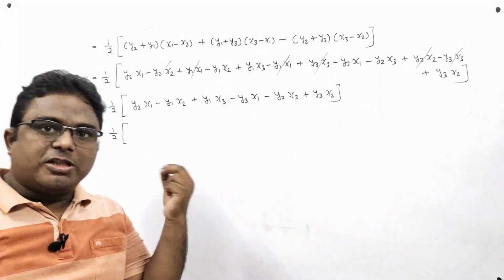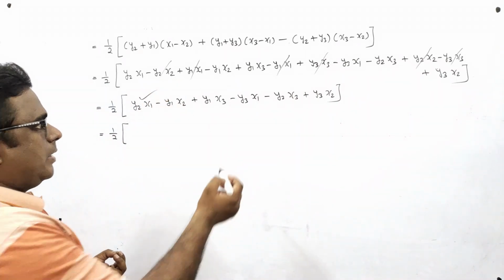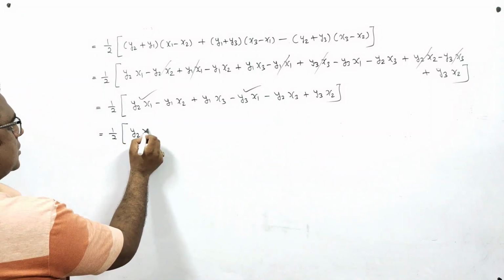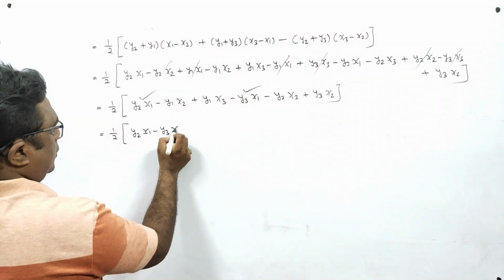So equal to half, square bracket, y2 x1 minus y1 x2, I am just copying the remaining terms, plus y1 x3 minus y3 x1 minus y2 x3 plus y3 x2. Now in the next step, I will arrange these terms in a very special manner. First of all, I will take those terms which have x1 with them. So y2 x1 and minus y3 x1.